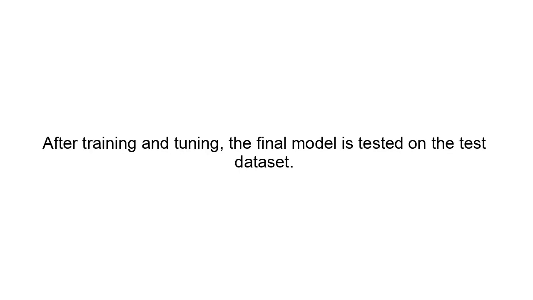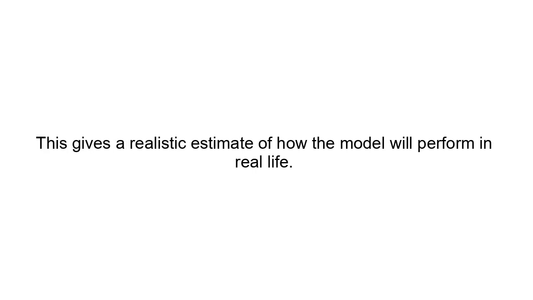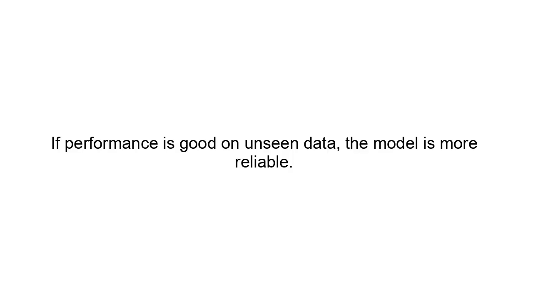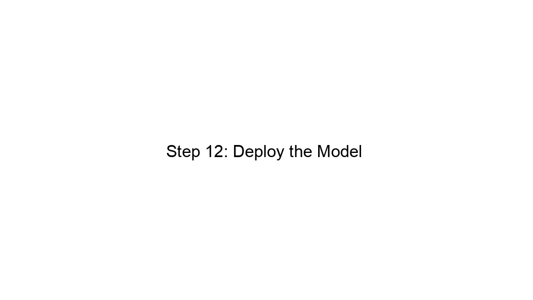Step 11. Test on unseen data. After training and tuning, the final model is tested on the test dataset. This gives a realistic estimate of how the model will perform in real life. Example concept: final model plus unseen test data means real performance. If performance is good on unseen data, the model is more reliable.